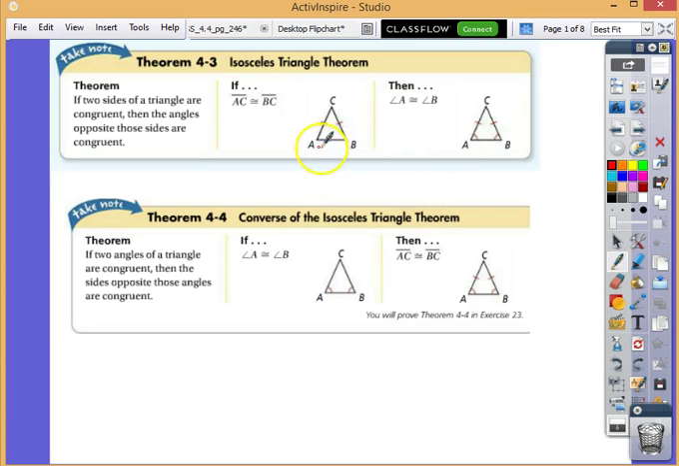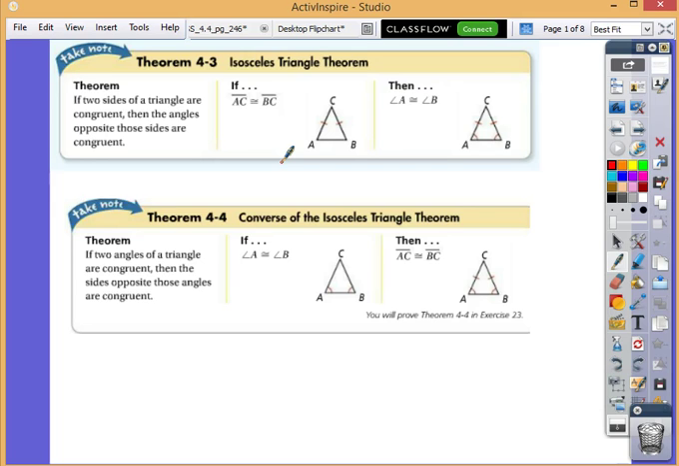And then the side that's not the legs is the base. So we got the base and the legs. The angle that's opposite the base is called the vertex angle. The vertex angle will be included in between the two legs. And the two angles that are not the vertex angle are called the base angles.